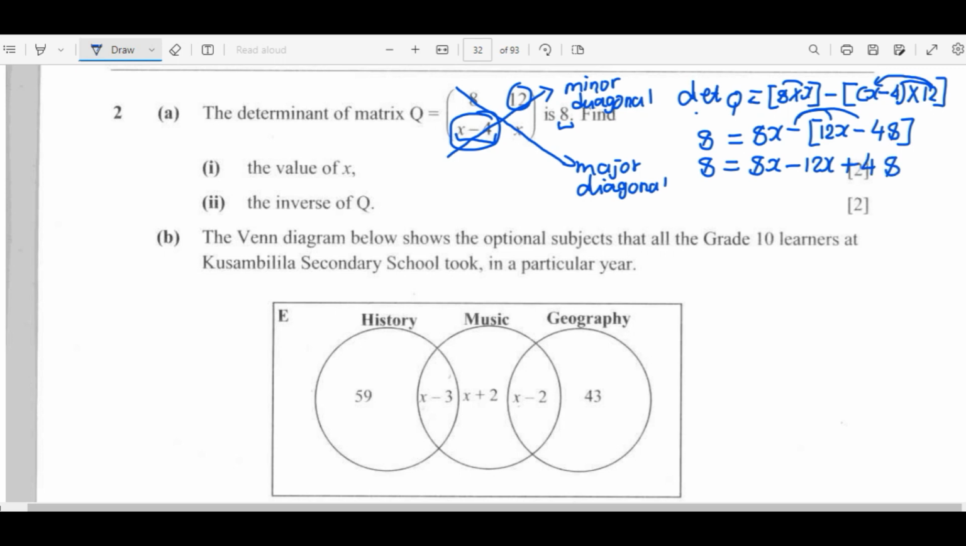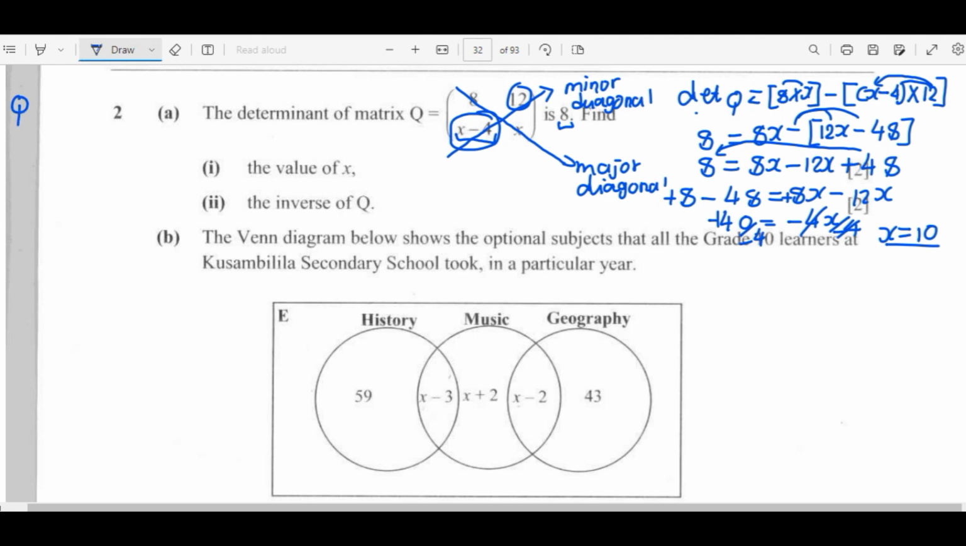We are going to collect the like terms, where the positive 12x and 48 will shift to the left side. This will be 8 minus 48 is equal to 8x minus 12x. So we are going to subtract 8 minus 48, which is negative 40. Then also here we are going to subtract. This will give us negative 4x. So we divide by negative 4, also here by negative 4. So if we cancel, x is equal to positive 10. So this is the value of x.